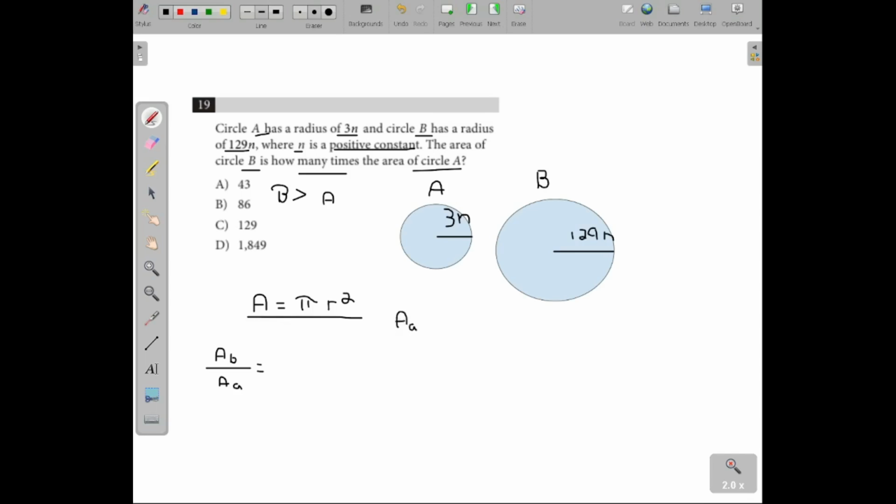The area of A is equal to pi times the radius. The radius of A is 3n to the square. So the area of A is equal to pi, the square of 3 times 3 is 9, the square of n is n squared. That's our first area. Now the area of circle B.